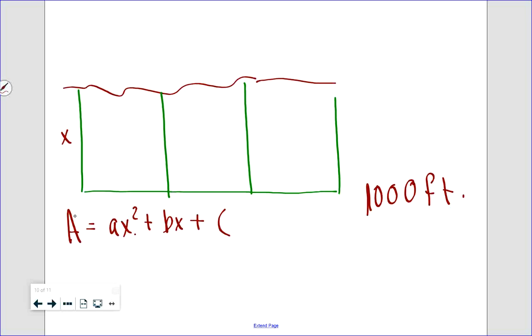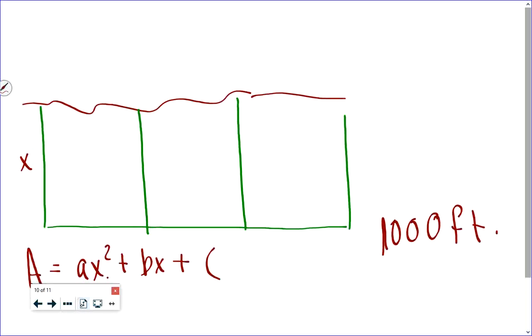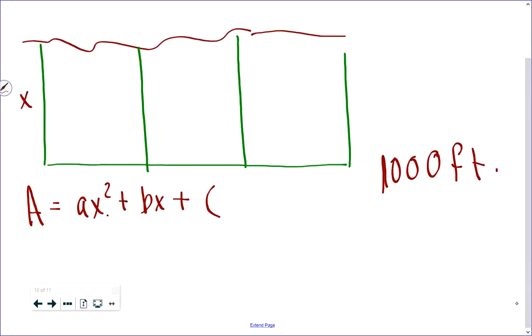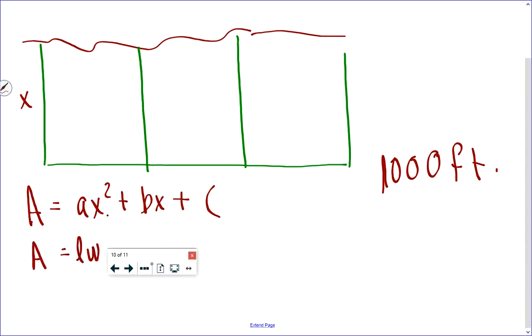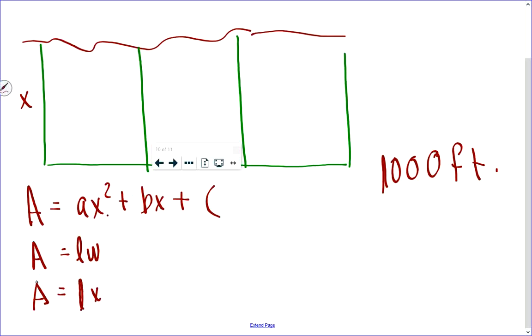Well, you need to define the area, first of all, by saying area is length times width. And then what we could do is say, well, the width is x, isn't it? This is x, that's the width. The length is this distance.